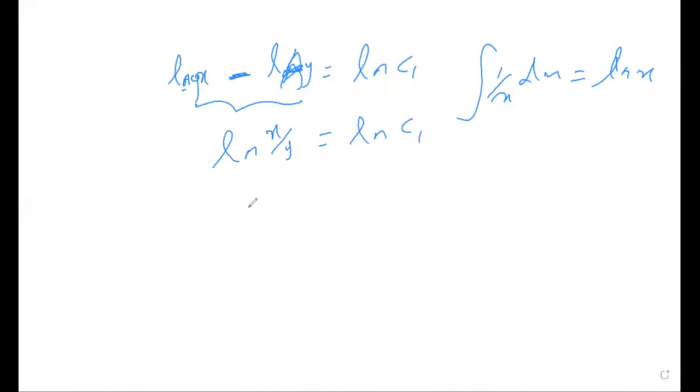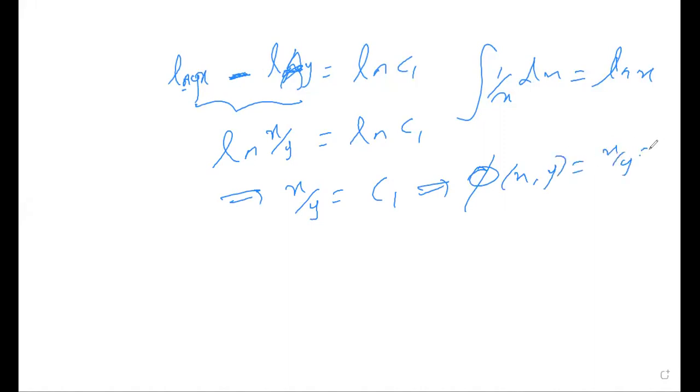So you can equate both parts. That will be x over y is equal to c1. Which means what? Which means we have found our first solution, phi(x,y), which is equal to x over y, which is equal to c1. Okay.